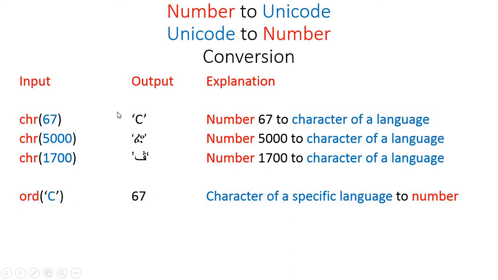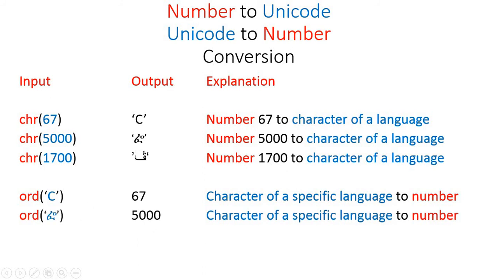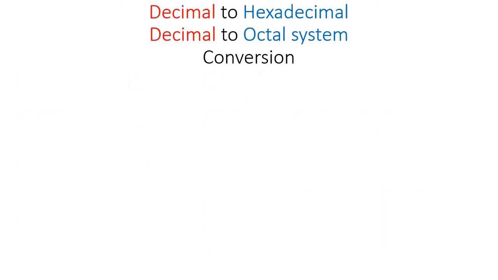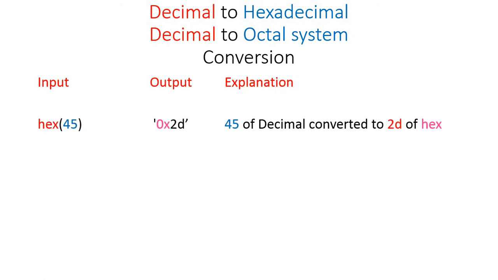Okay, how will you convert these symbols back into numbers? For example, you want to convert this C back into 67, then you will have to use the command ORD. So ORD and then this, that is C, the English character, and it will tell you that this English character in numbers is 67. This ORD will print 5000 on the screen and this will result in 1700.